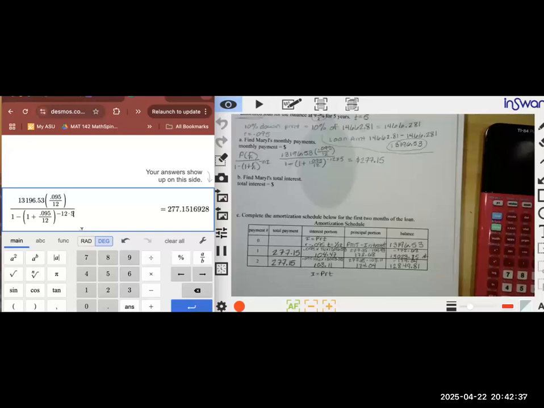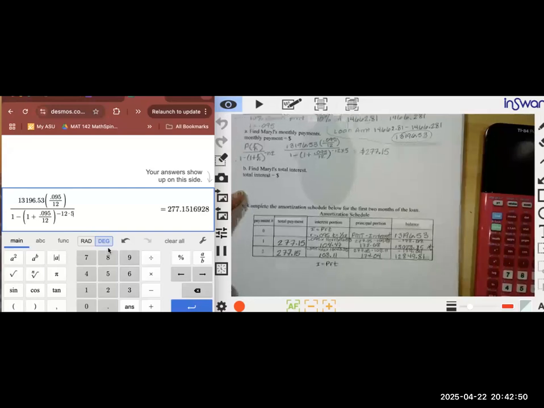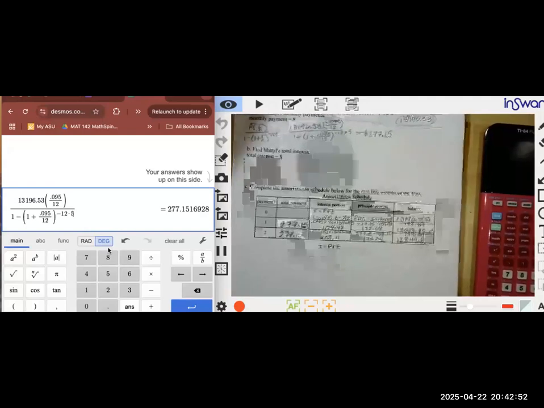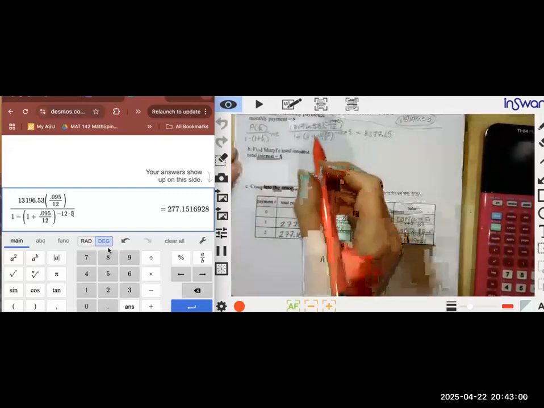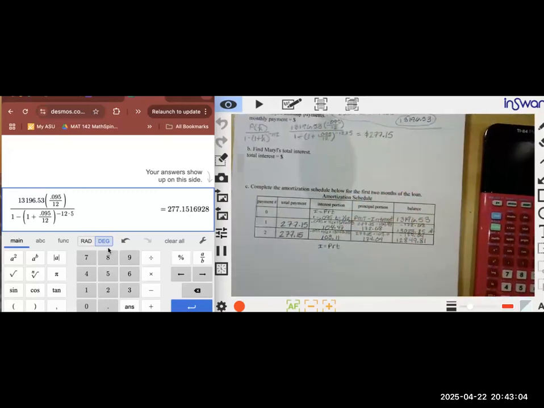Okay, are there other problems that you want to see typed into the calculator to see how it looks? So wait, what would the total interest be for this one? Oh, I didn't find her total interest, did I? I just kind of skipped over B. So this is one where we're going to have to reason it out. We can't use interest equals principal times rate times time because we have this amortized loan.